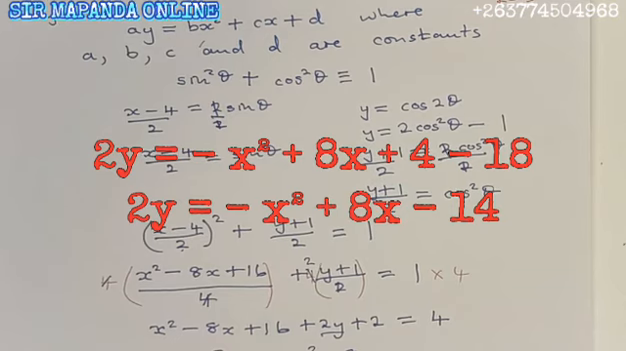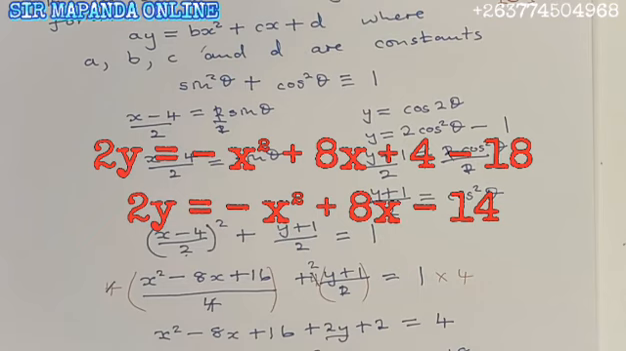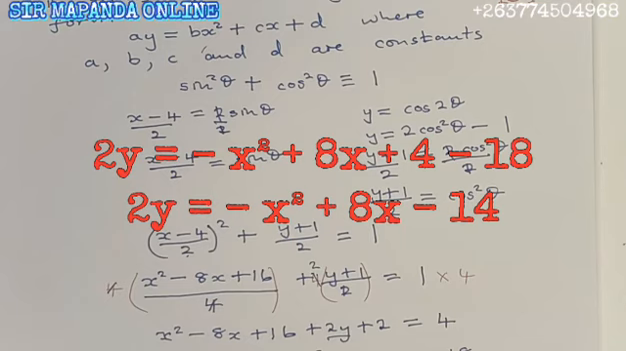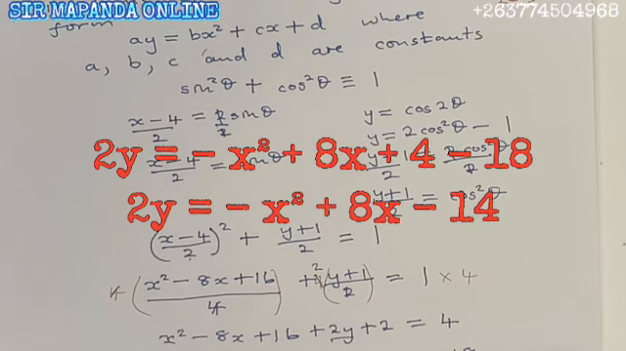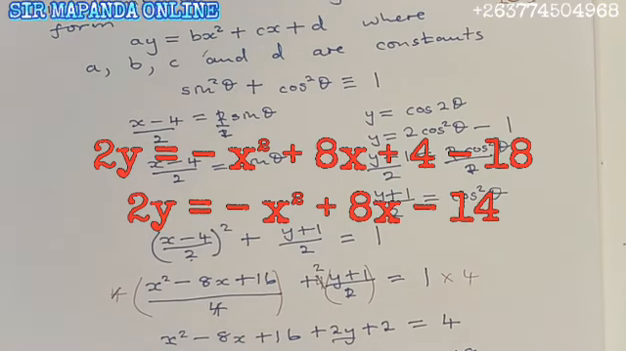Then the last term, d, is a constant. On the left side, 16 plus 2 gives you 18, right? Moving 18 to 4, you get 4 minus 18. So your final answer becomes 2y is equal to minus x squared plus 8x, then 4 minus 18 gives you minus 14. Then you are warm and dry. So in this situation, A is 2, B is minus 1, C is 8, and D is minus 14. You get yourself 6 marks.